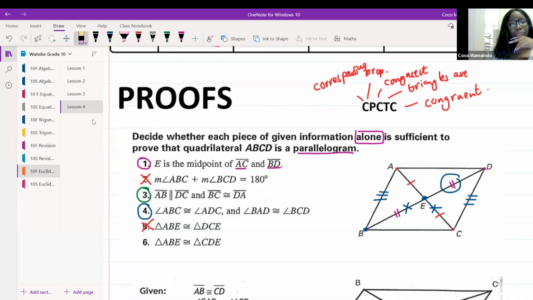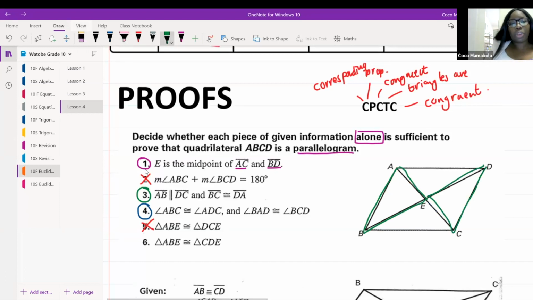Hi, ma'am. Sorry, just to clarify, I want to quickly run through proof number 5 before we move on. So are we saying that ABE is not congruent? No, I'm not saying that at all, my sweetie. They are congruent. ABE is congruent, and they're also saying that DCE is congruent.